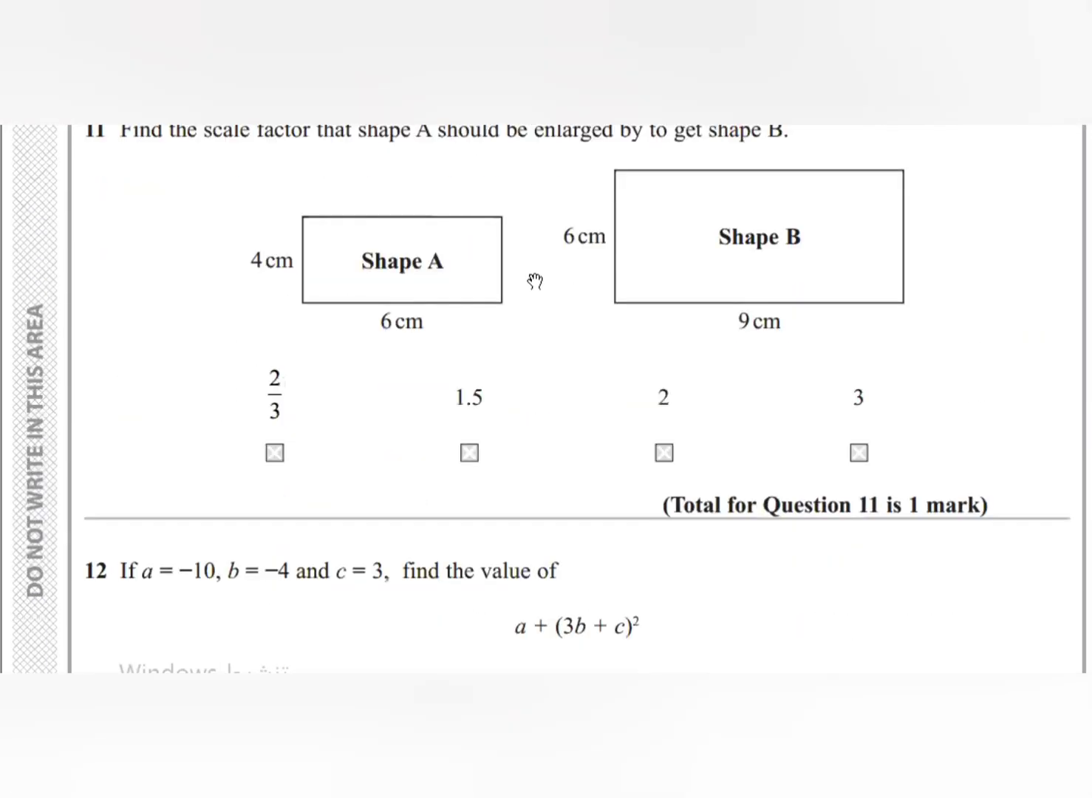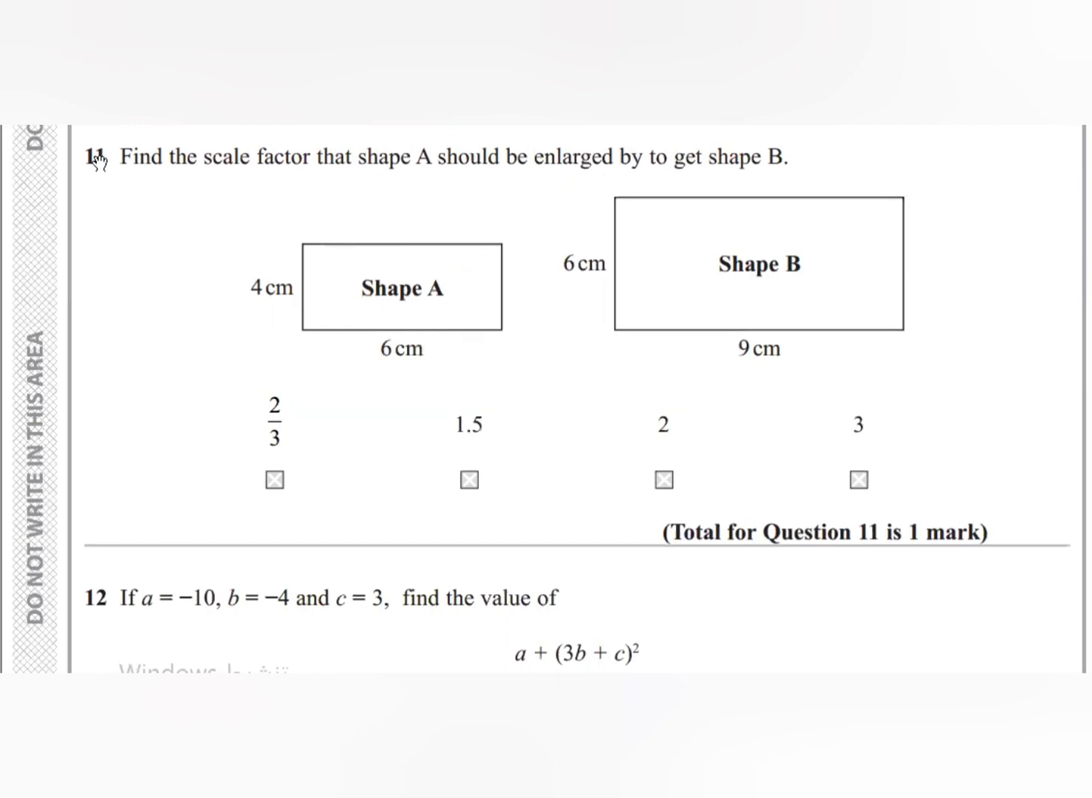Question 11. Find the scale factor that shape A should be enlarged by to get shape B. So we're going to enlarge shape A to shape B. Focus on these questions. What is first and what is second? So we're going to make shape A become shape B. It means it will become bigger.